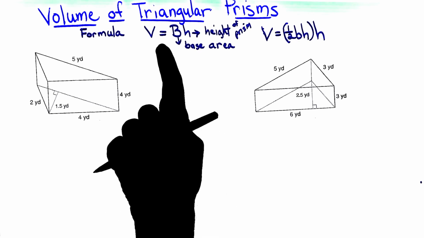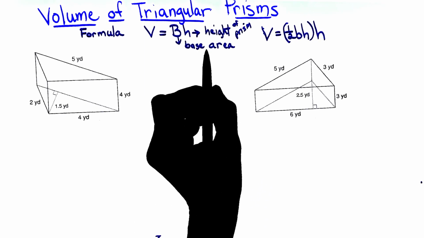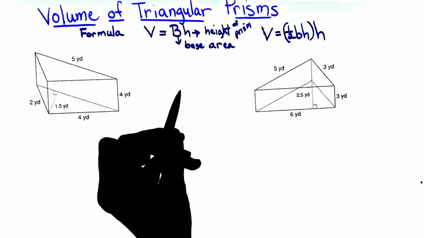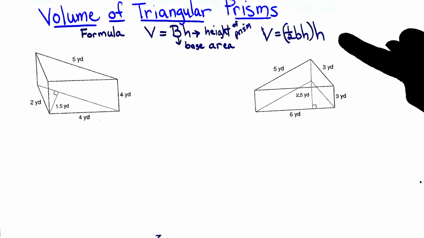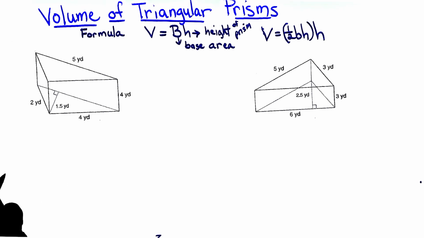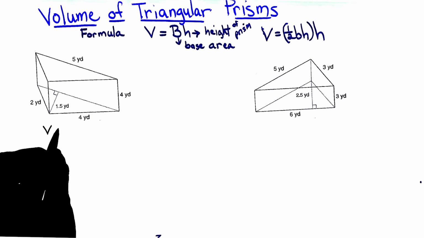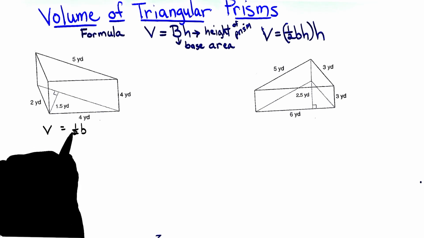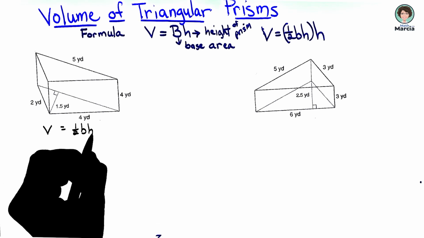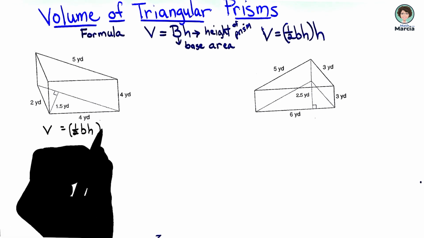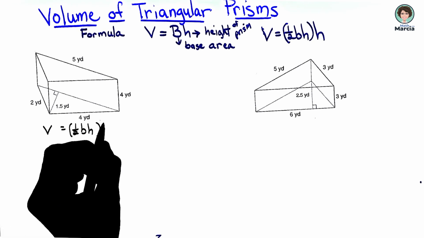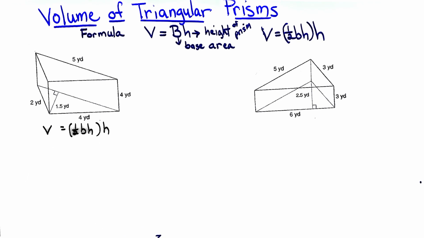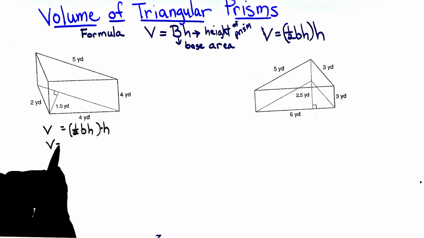Since I know volume is equal to base area times height, but this is really the formula that's going to help me substitute in my values, I'm just going to start off by copying that. So my volume is equal to 1/2 my base of my triangle times my height of my triangle times the height of the actual prism. All right, let's substitute in our values.